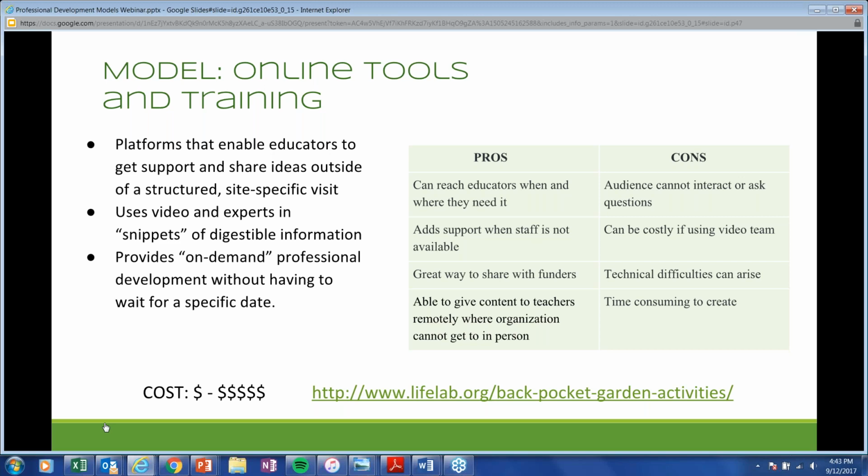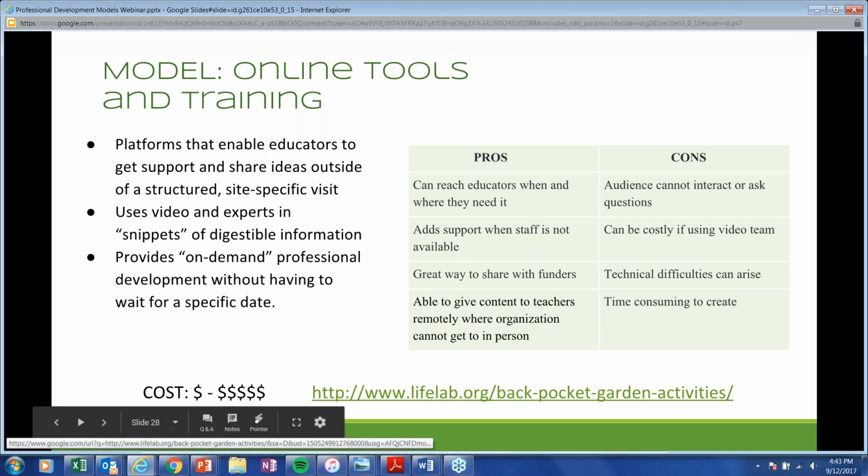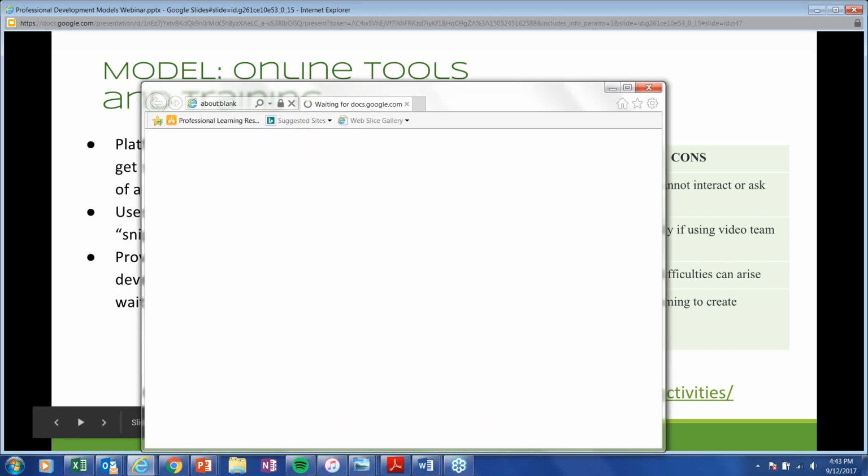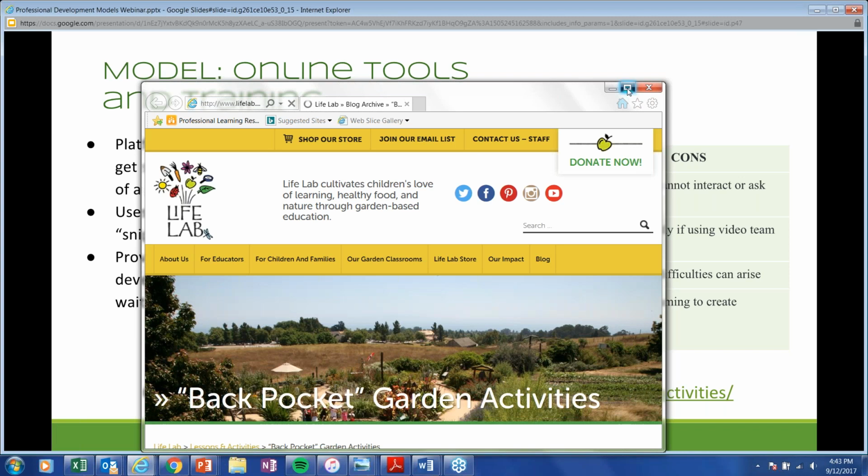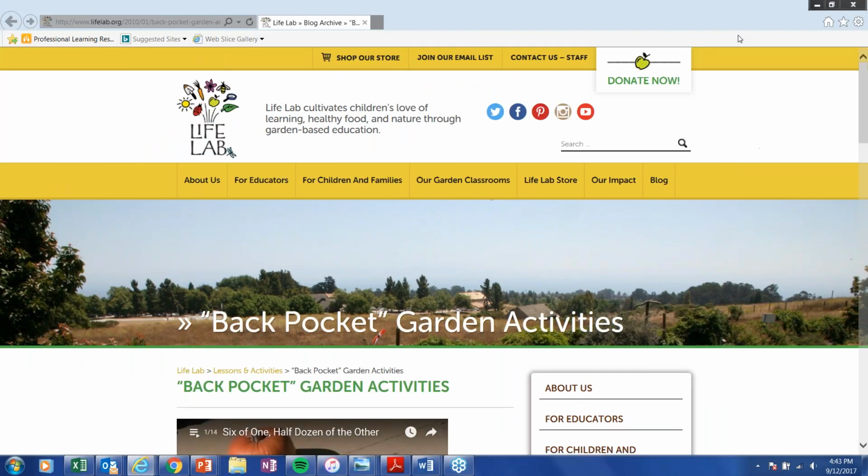It can be very costly. There can be technical difficulties, and in many ways the audience can't directly interact. I do want to show LifeLab, and then I'll show something we use as well that we're launching. But LifeLab also has all of these snippets. And Whitney, do you want to kind of say what these back pocket garden activities are?